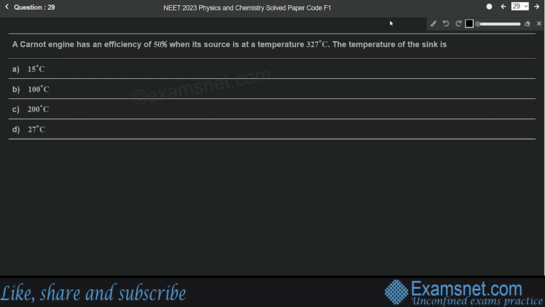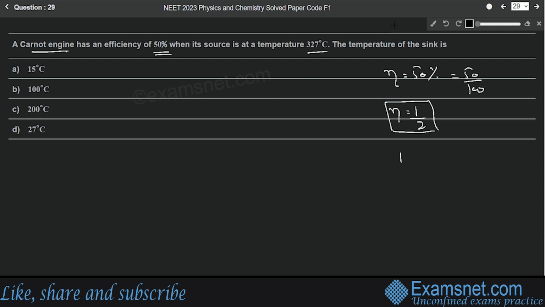Question number 29 is from the chapter Thermodynamics, and the question is, a Carnot engine has an efficiency of 50% when its source is at a temperature 327 degrees Celsius. The temperature of the sink is, okay. So efficiency is given as 50%. That means 50 by 100. So it can be written as 1 by 2. Okay, so efficiency is 1 by 2.